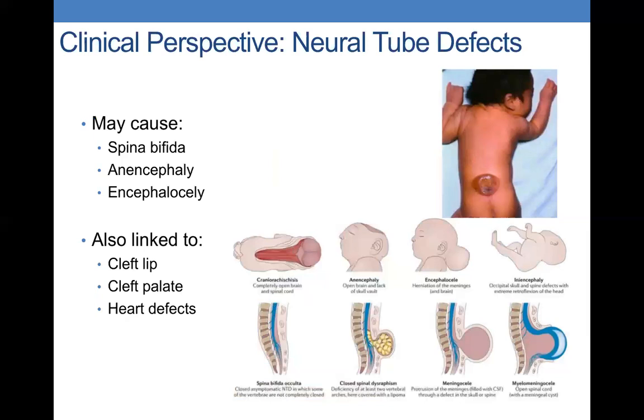It can lead to spina bifida, where the backbones don't form a complete ring protecting the spine. It can lead to anencephaly, meaning open brain, lack of skull, or even absence of brain. It can lead to encephalocele, where the brain protrudes through the skull because it hasn't formed all the way. And it can also lead to cleft lip, cleft palate, and heart defects.